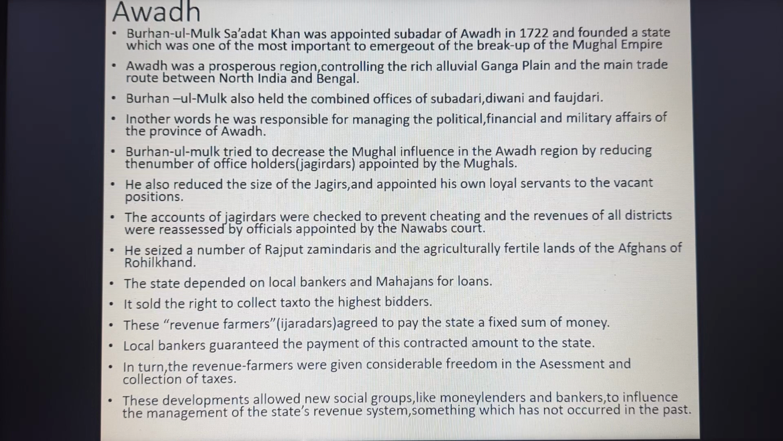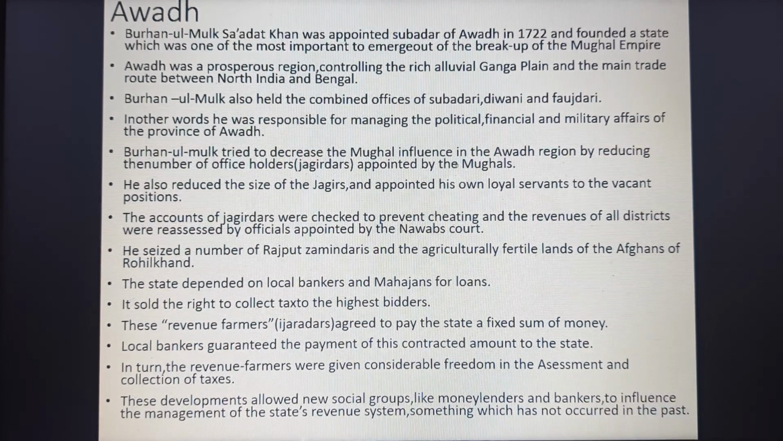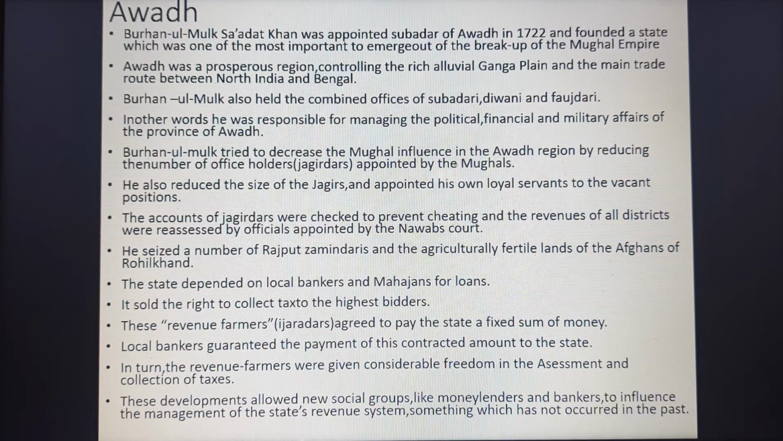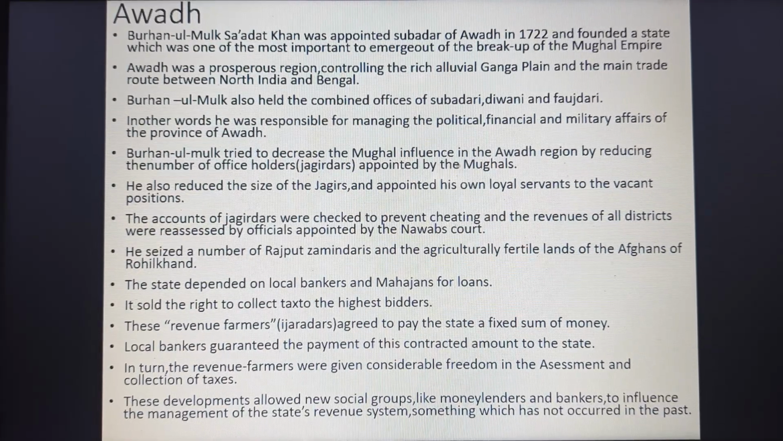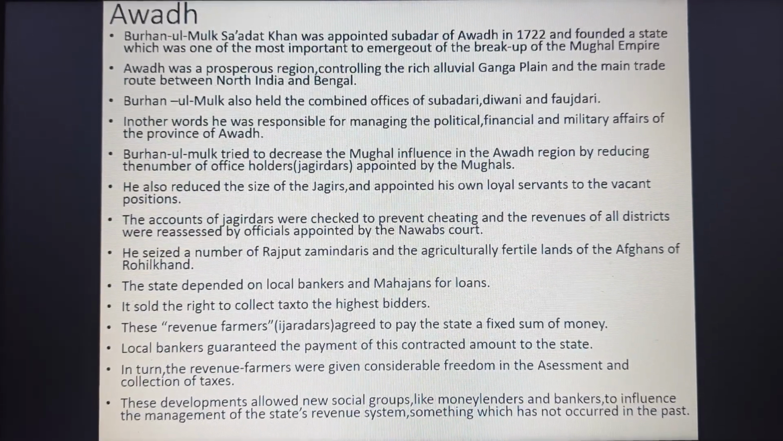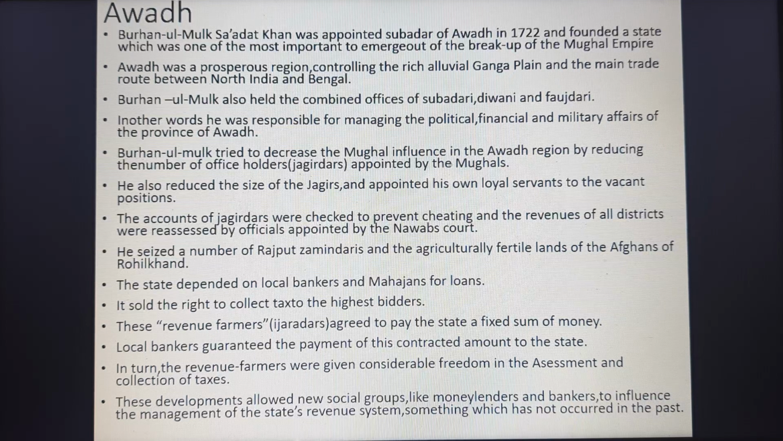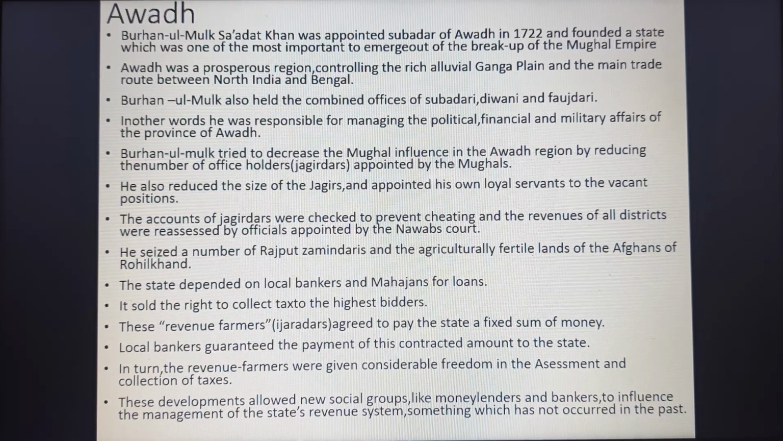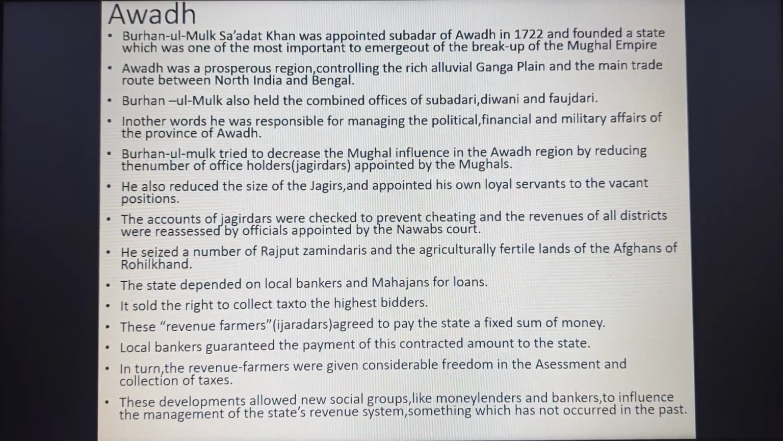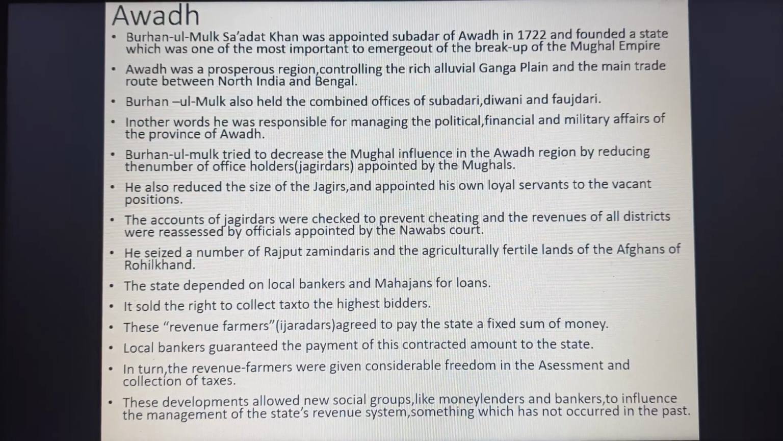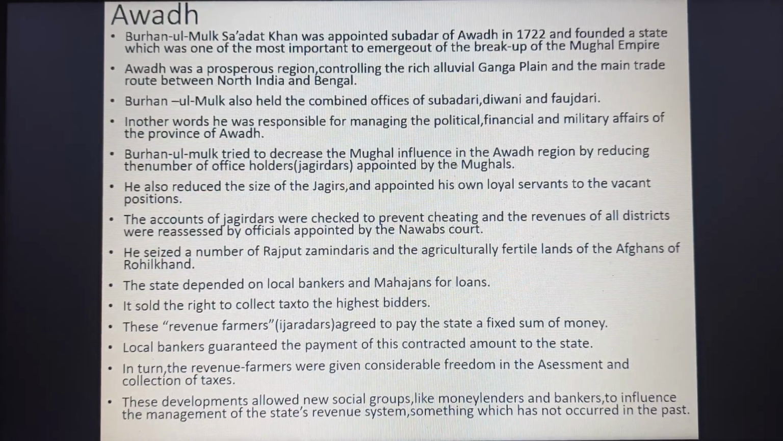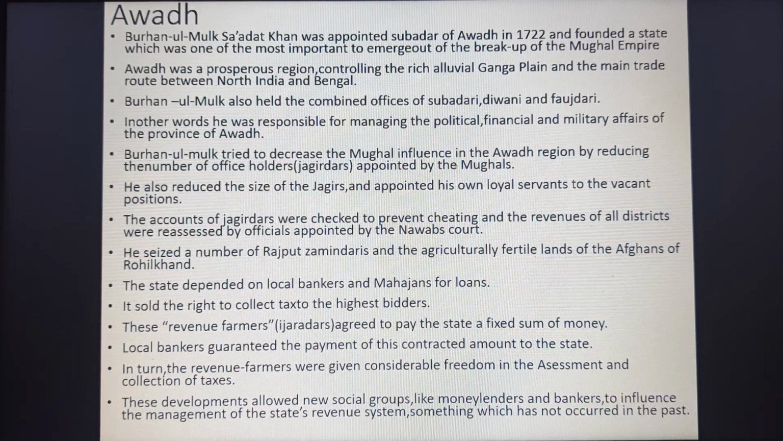Burhanul Mulk also held the combined offices of Subadari, Diwani and Faujdari. So he did not give these things to other persons. He held all these offices and looked after these things himself, so that nobody could make any sort of disturbance or any sort of treasury leak. In other words, he was responsible for managing the political, financial and military affairs of the province of Awadh. Means politically he was controlling, financially he was controlling, and military affairs he was seeing.